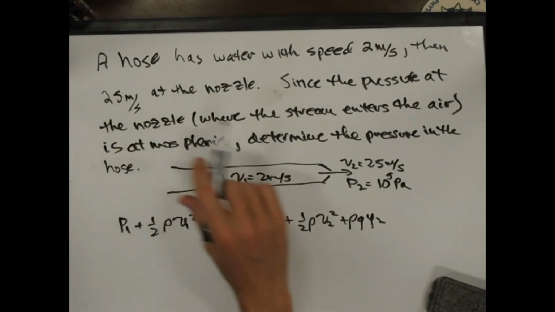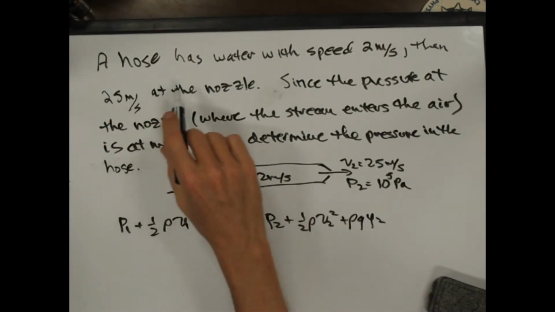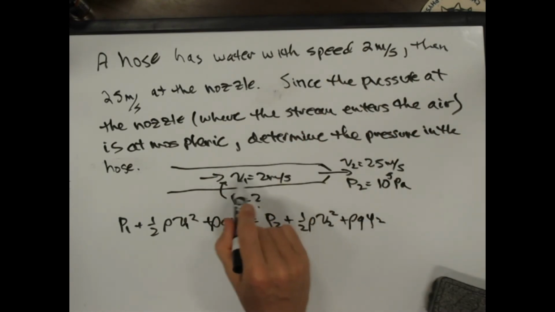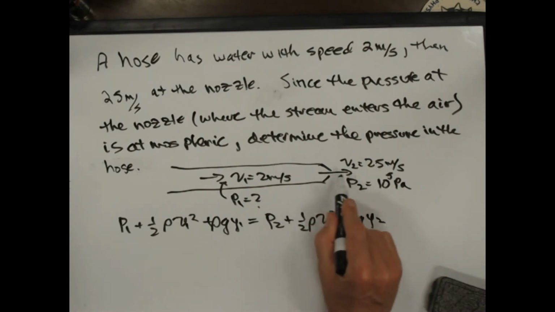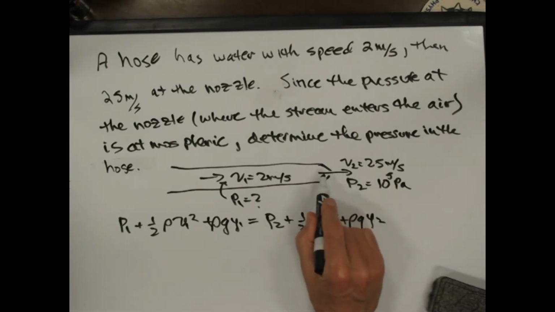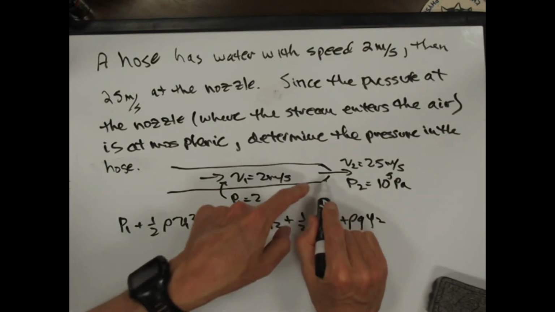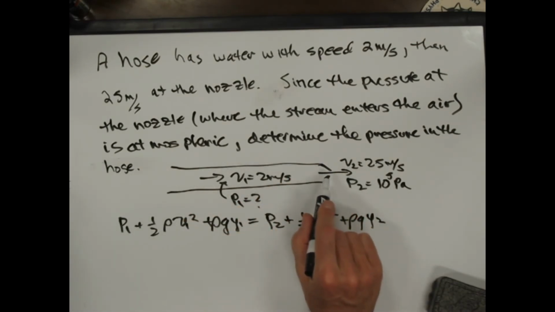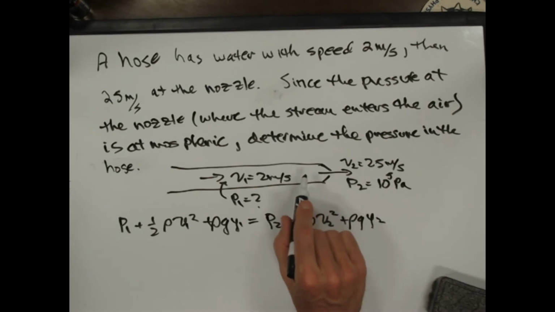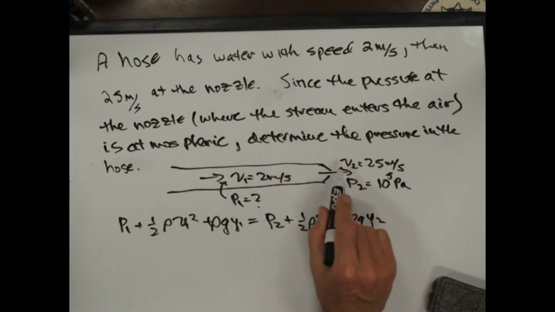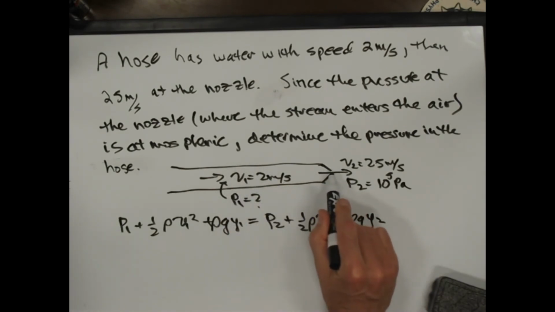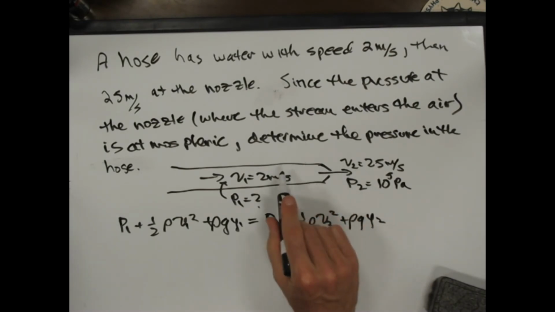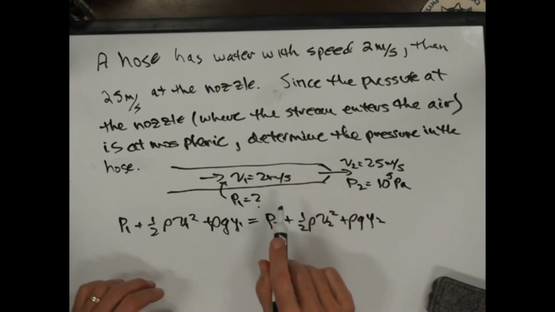So here's a Bernoulli problem with a horizontal hose. A hose has water with speed 2 meters per second inside the hose, then 25 meters per second at the nozzle. So as it's leaving, it goes out at 25 meters per second. This is the standard problem we were talking about earlier, where if you narrow it, the velocity has to be greater. Right? It works when you put your thumb over a hose, for example. Since the pressure at the nozzle, where the stream enters the air, is at atmospheric pressure, in other words, it's going into the air here, and so the pressure around it is atmospheric pressure. Determine the pressure inside the hose.